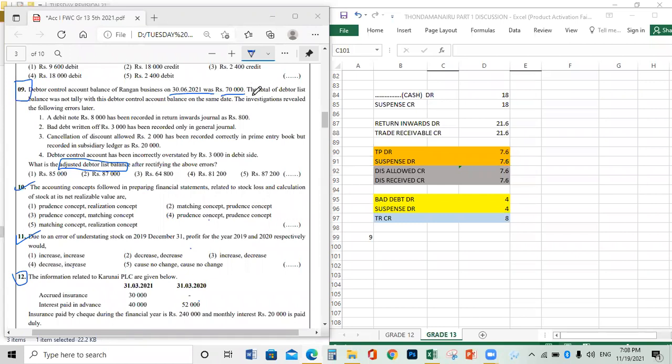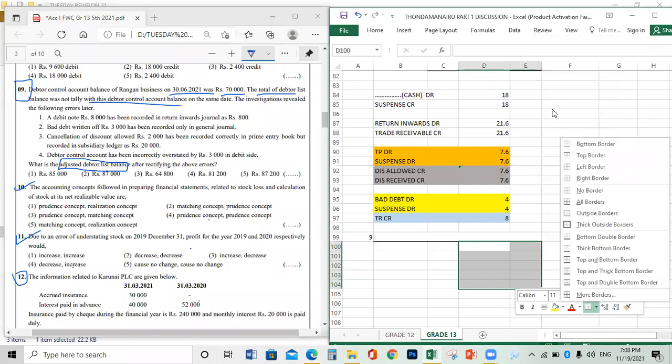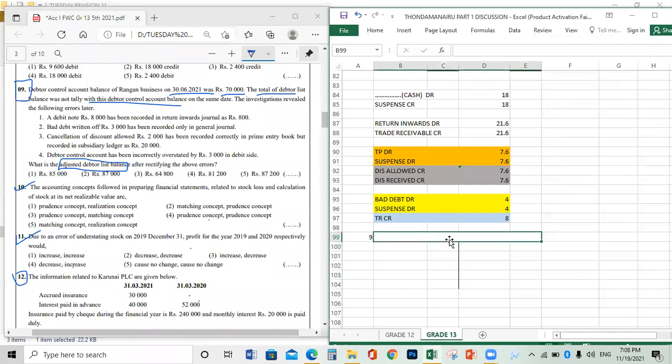Okay, so they say the total of the debtors list balance did not tally with the control account on the same date. So if I just draw the debtors control account, the closing balance was 70,000, but they say this balance did not tally with the list balance. So if it didn't tally, that means we have to draw the adjusted debtors control, adjusted trade receivable control.